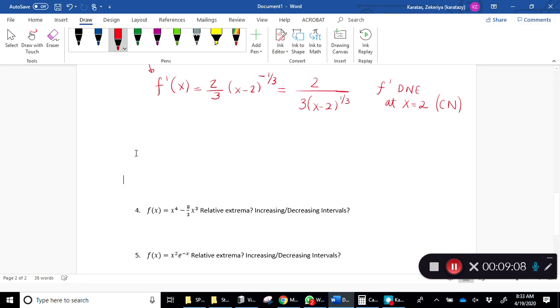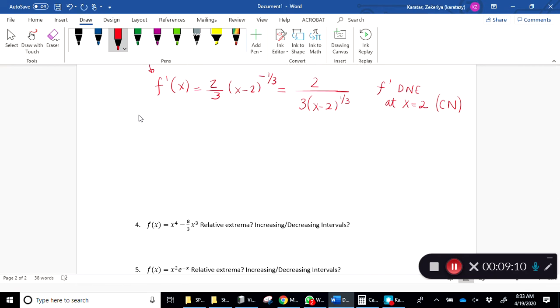So let's go to the table now. We have the only point here, 2, with infinity on one side and -infinity on the other, and this is the derivative, 2 divided by 3 times x minus 2 to the 1/3. So take some testing values. From here, just take 0, let's say. From here, take 3. And it's so clear.